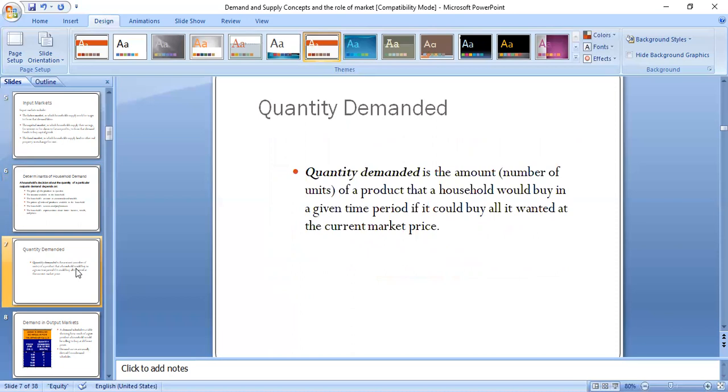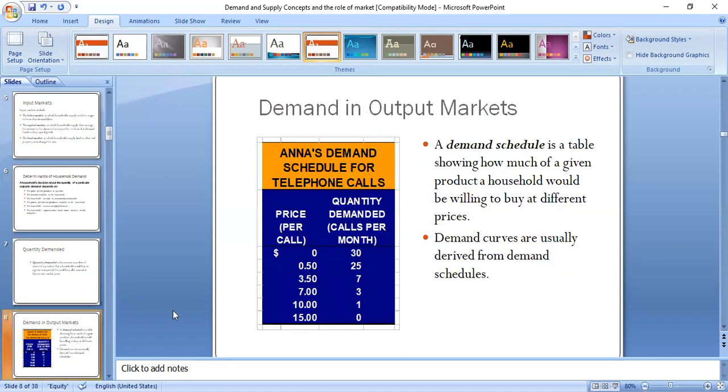So let's look at quantity demanded. Quantity demanded is basically the amount of a particular good or service that consumers are willing to buy at a given price in a given period of time, keeping other factors constant. According to the law of demand, the quantity demanded depends on price. Then we have what we call a demand schedule.